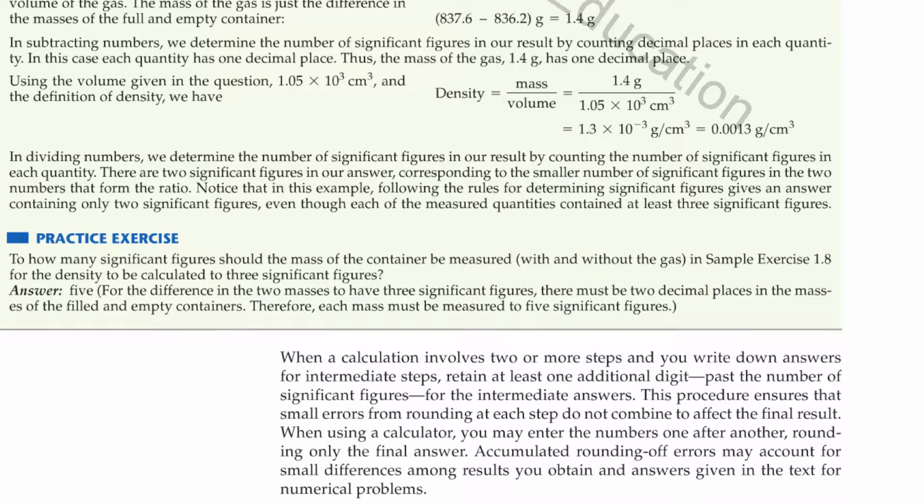When a calculation involves two or more steps and you write down answers for intermediate steps, retain at least one additional digit past the number of significant figures for intermediate answers. This procedure ensures that small errors from rounding at each step do not combine to affect the final result. When using a calculator, you may enter the numbers one after another, rounding only the final answer. Accumulated rounding errors may account for small differences among results you may obtain and answers given in the text for numerical problems.